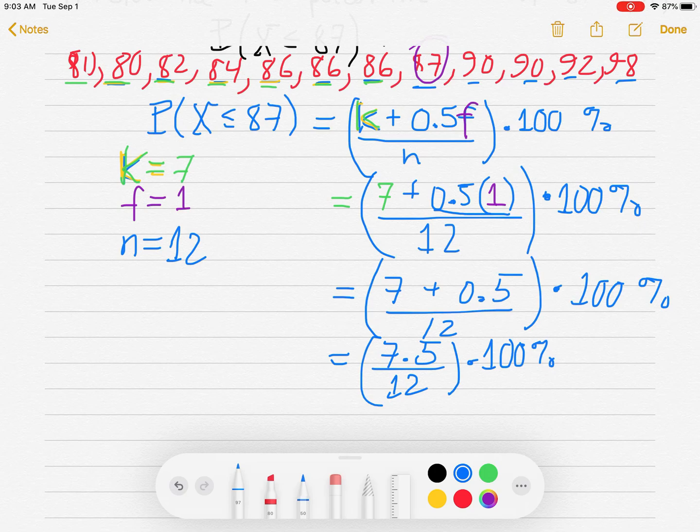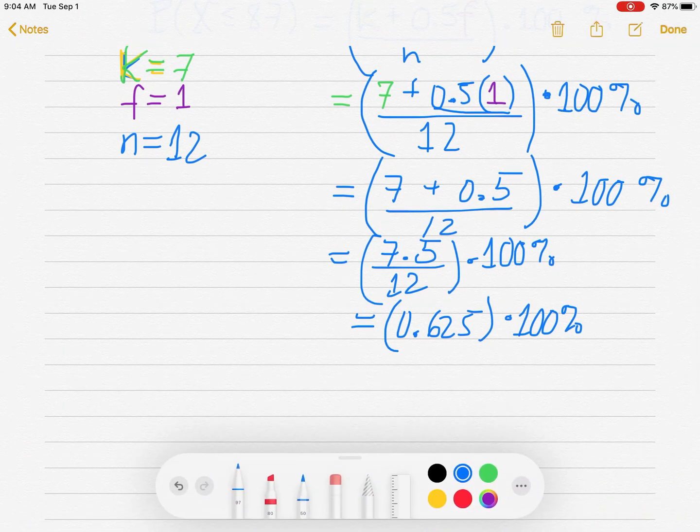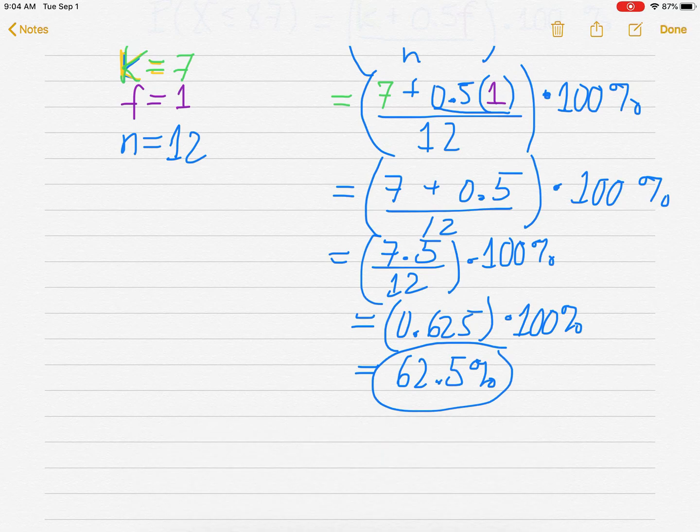What's 7.5 divided by 12? Get a calculator for that. Here's my calculator. I'm using a TI-30XS right now. Pretty good calculator. I'm getting 0.625, right? Multiply by 100, and when you multiply by 100, it moves the decimal to the right, so you get 62.5. That's your percentile rank.